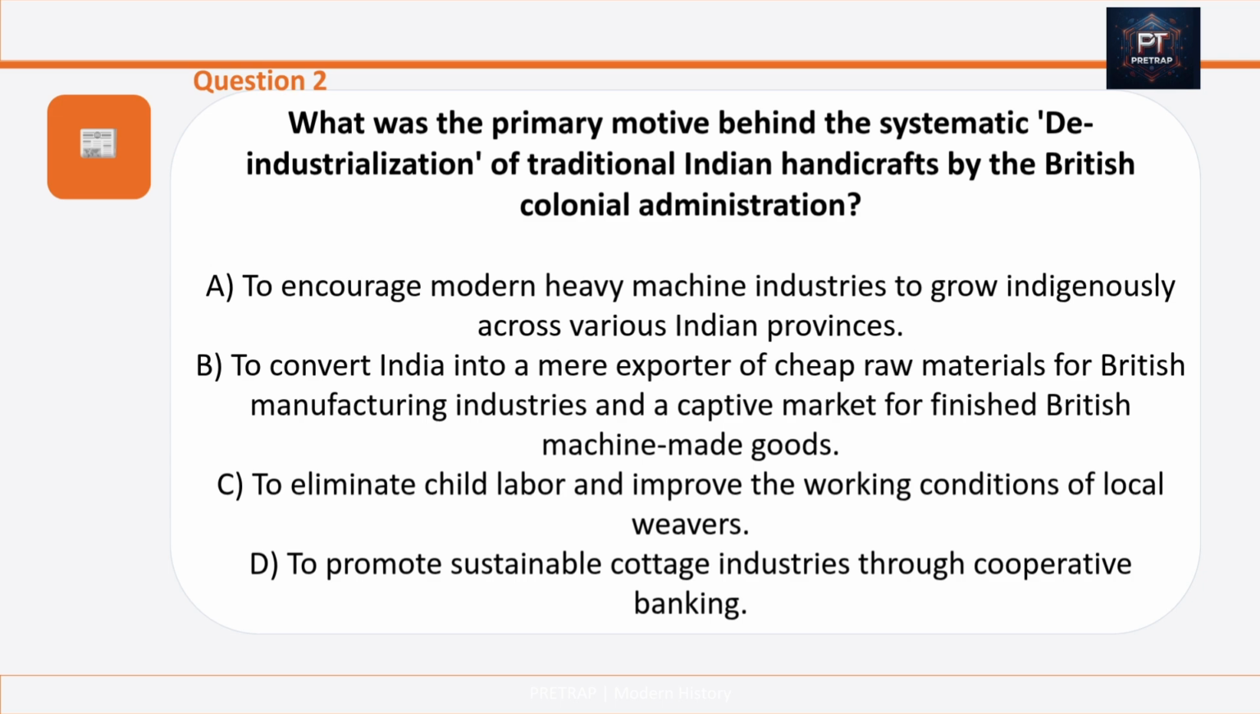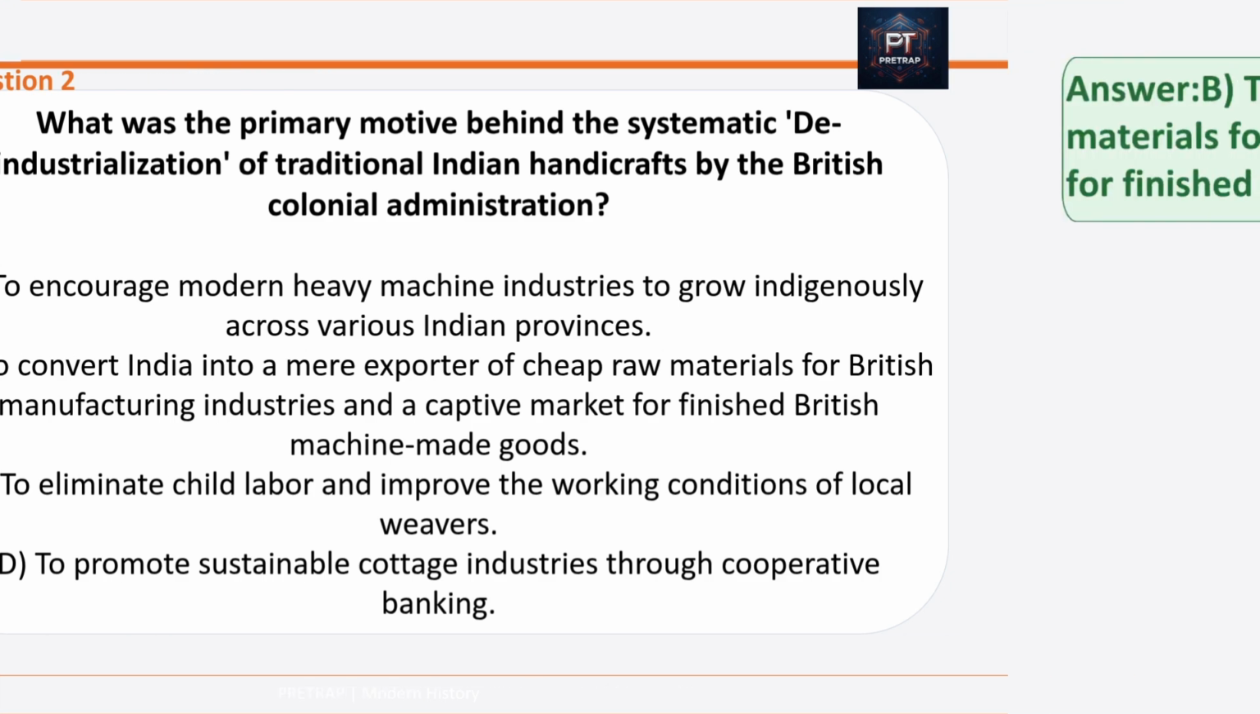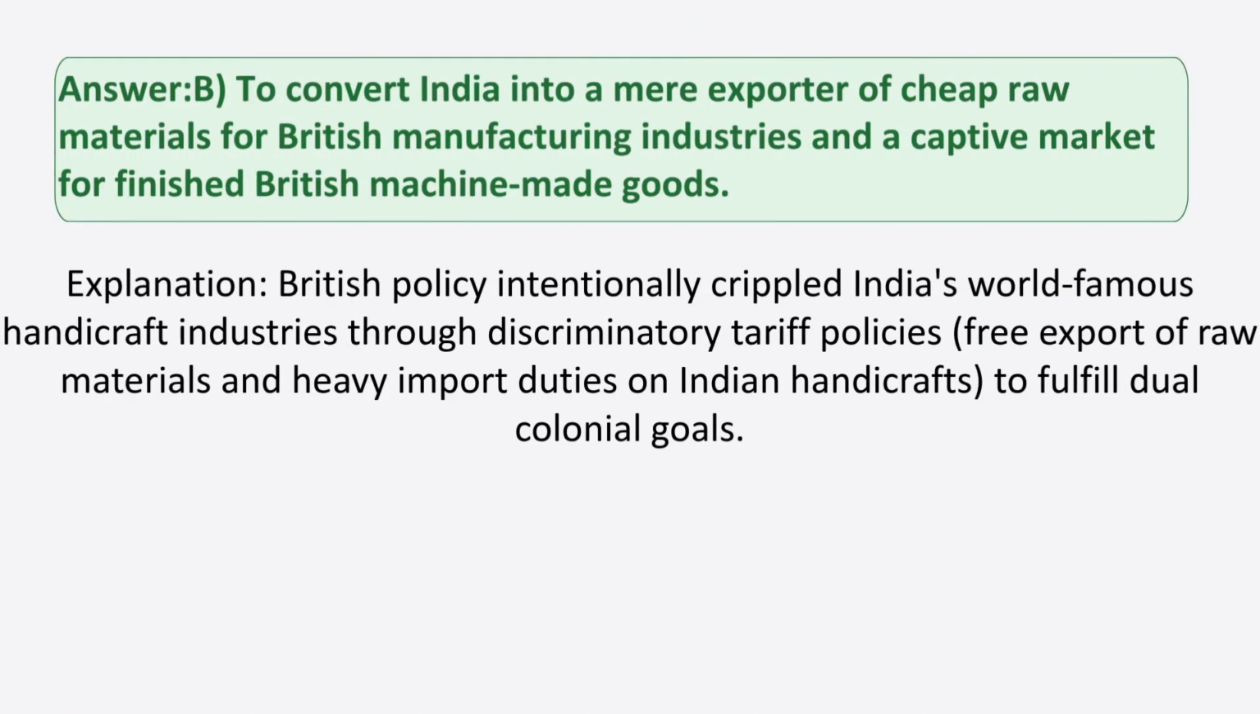Option C. To eliminate child labor and improve the working condition of local weavers. Option D. To promote sustainable cottage industries through cooperative banking. And the answer is option B. British policy intentionally crippled India's world famous handicraft industries through discriminatory tariff policies to fulfill dual colonial goals.